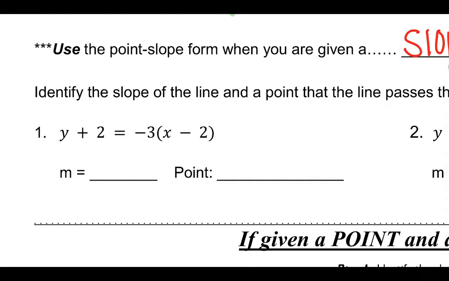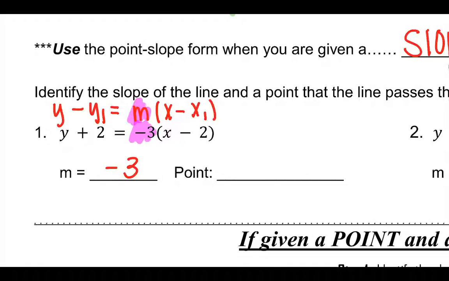So if you remember the formula, again, it was y minus y1 equals m times x minus x1. So my slope is right here next to the parentheses, and in this case, my slope is negative 3. So that's my m. So for point-slope form, it's also pretty easy to identify the slope. The point, I have to look at that x1 and that y1. So here's my x1.